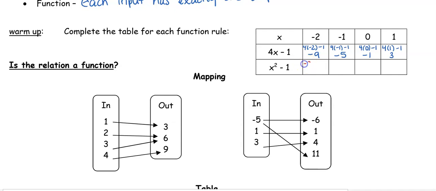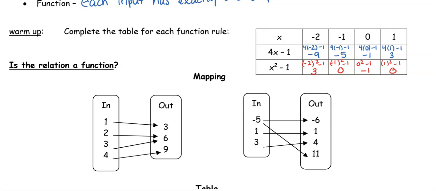So we have negative 2 squared minus 1. We reviewed that when we square a negative, it becomes a positive. So negative 2 squared is a positive 4. 4 minus 1 gives us 3. Negative 1 squared minus 1: 1 minus 1 is 0. 0 squared minus 1, negative 1. And 1 squared minus 1 is 1 minus 1, which gives us 0. So we've mapped those values.